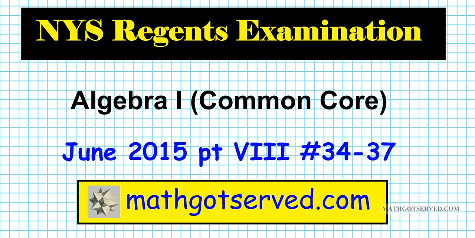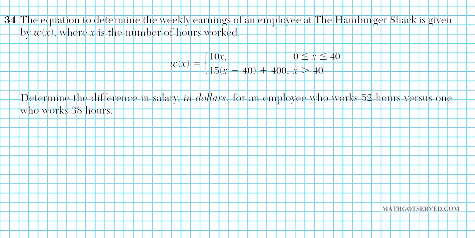In this clip, we're going to be going over problems 34 to 37 of the June 2015 Algebra 1 Common Core Regents exam. All right, let's take a look at problem 34.